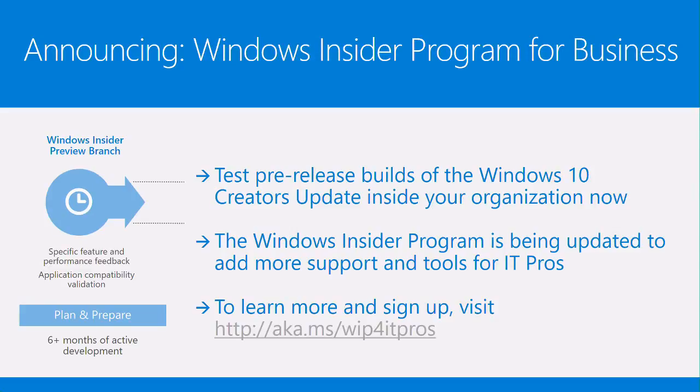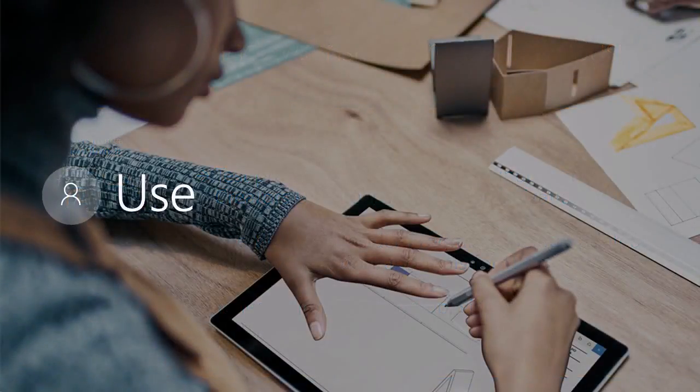So what we're doing today is we're announcing that in the next couple of months, we are going to add this ring to the program. And for those of you who are interested in learning more, feel free to go to that link, aka.ms/WIPforITPros. You'll fill out a short survey and you'll get more information and you'll be plugged into this program for when it lights up.